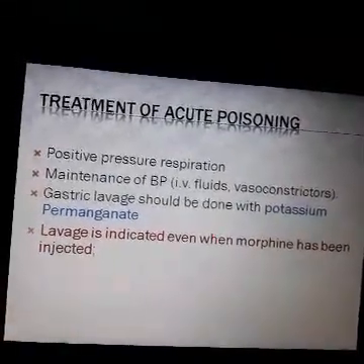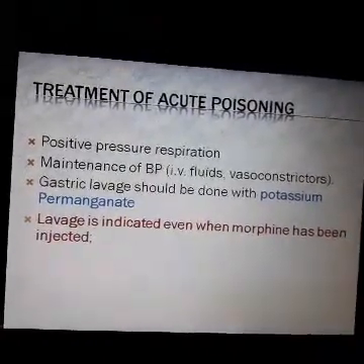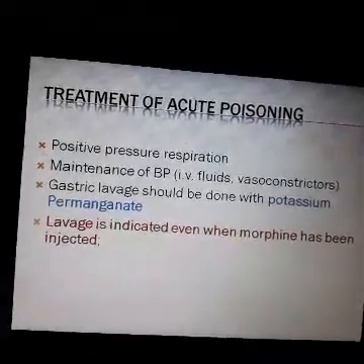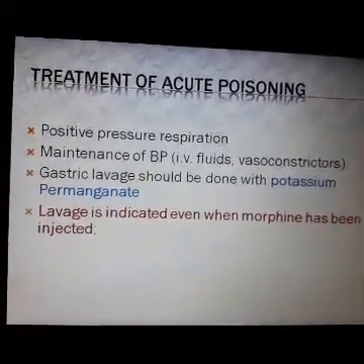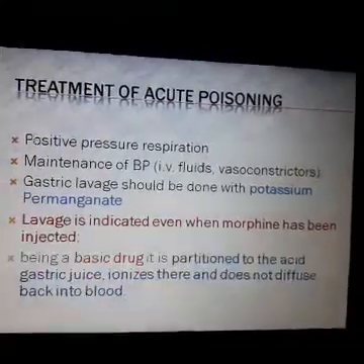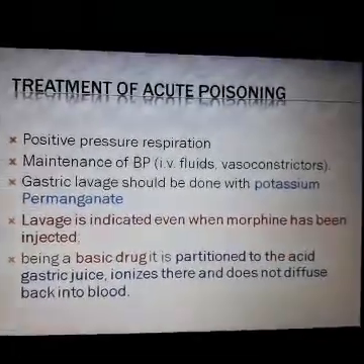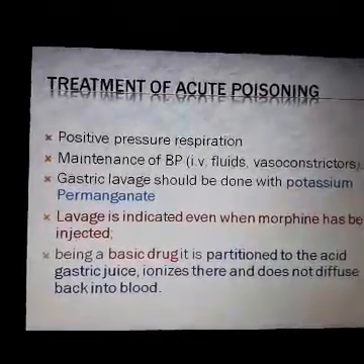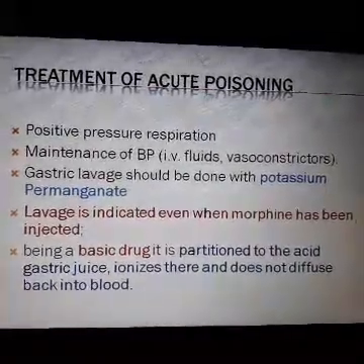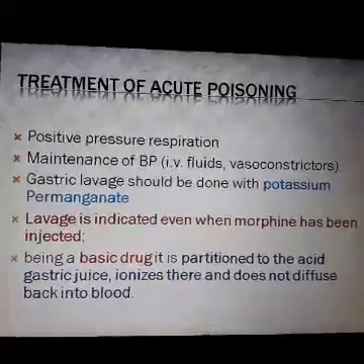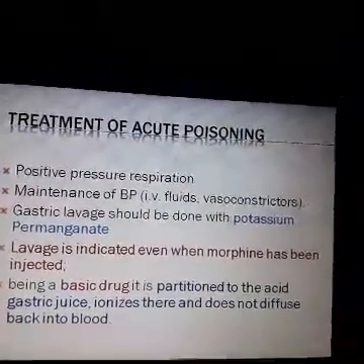But this unabsorbed morphine, when it reaches the intestine, in the basic medium becomes non-ionized once again, and from there it is absorbed again. So there is a chance of recurrent toxicity if gastric lavage is not done. That's why gastric lavage is indicated when morphine has been injected. Being a basic drug, it partitions to the acid gastric juice, ionizes there and does not diffuse back into the blood. But this non-absorbed morphine, when it reaches the small intestine, is in the basic medium, non-ionized and better absorbed. So there is a chance of recurrent toxicity. That's why gastric lavage is needed, whatever the route of administration of morphine.